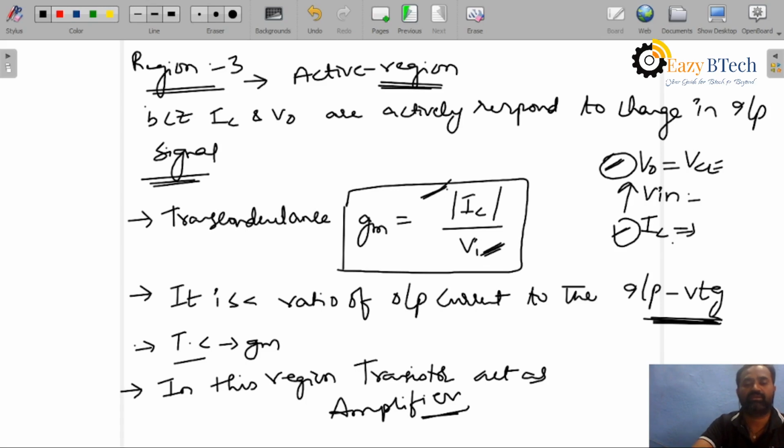Okay, students, I hope you understood. This is the way the transistor can act as a switch, and this is the way the transistor can act as an amplifier.